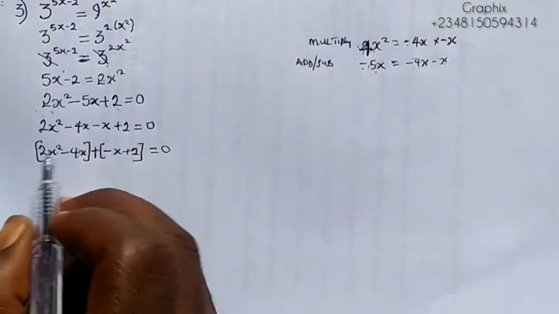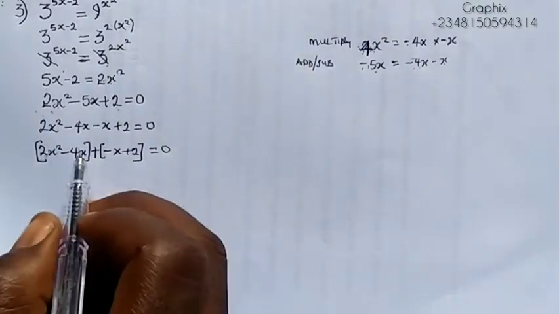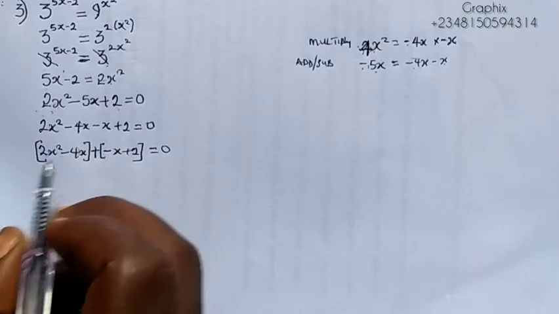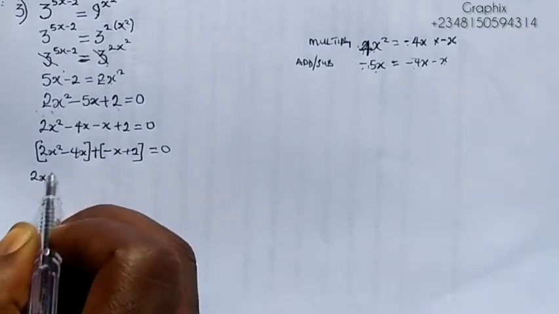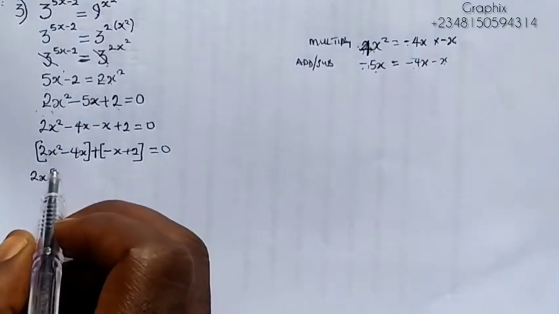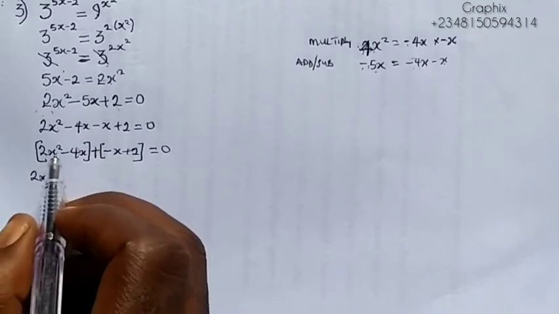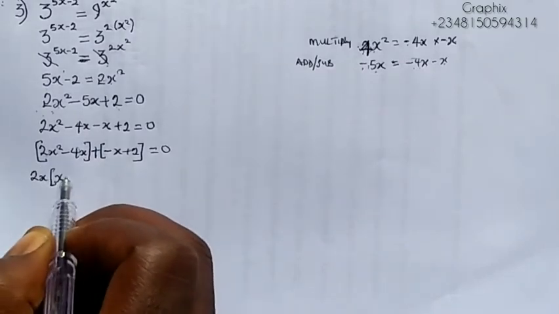Now if you look at what is common here, 2 can go into 4, so 2x is common. So if I bring 2x out, I'll be left with x minus what?